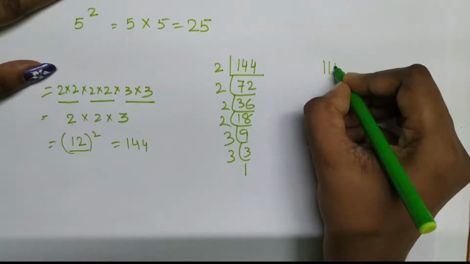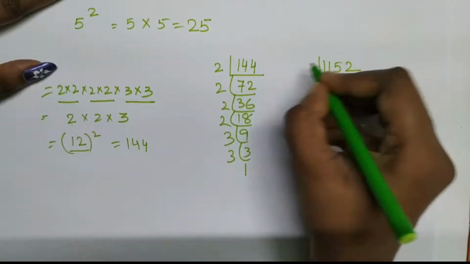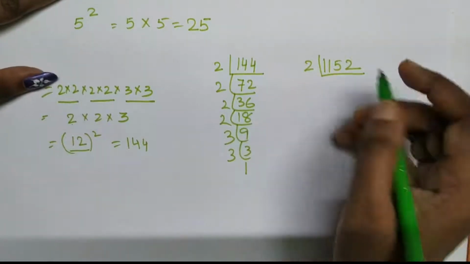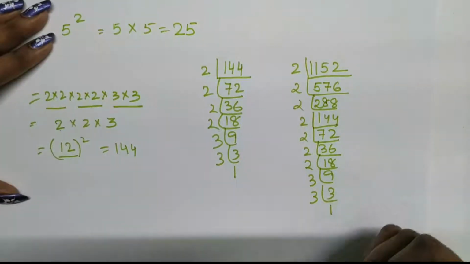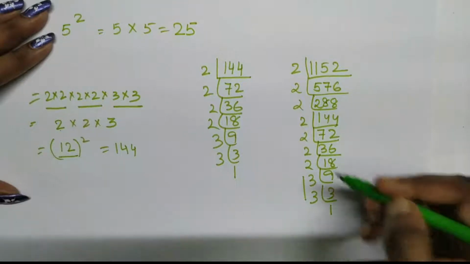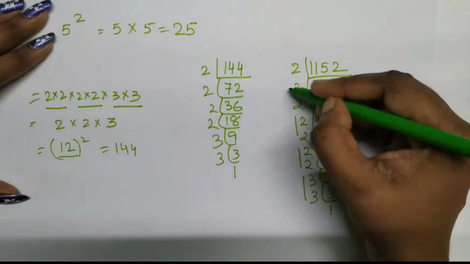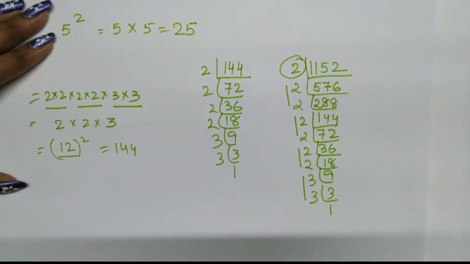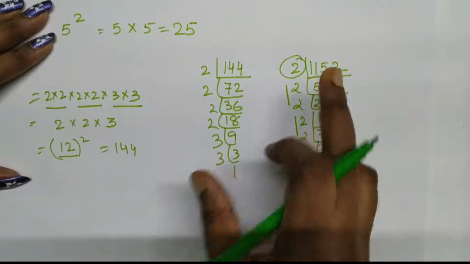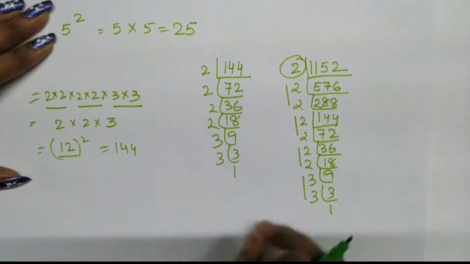Suppose the number is 1152. Always use prime numbers when you are doing prime factorization. Now if you see this, you can see that 3 is in a pair, 2, 2, 2, but one 2 is not having a pair. So one 2 is left unpaired. So I can say that 1152 cannot be expressed as the product of pairs. So it is not a perfect square.